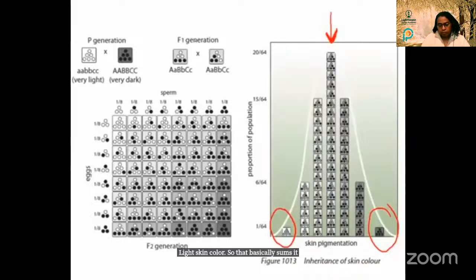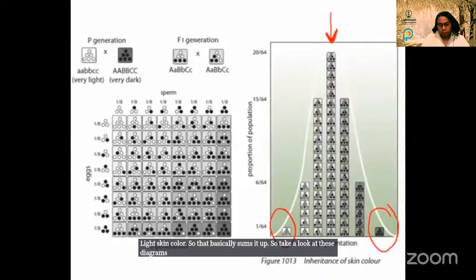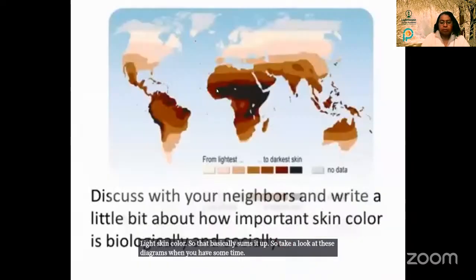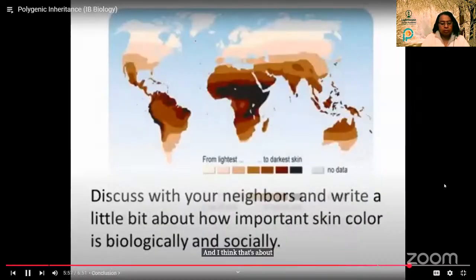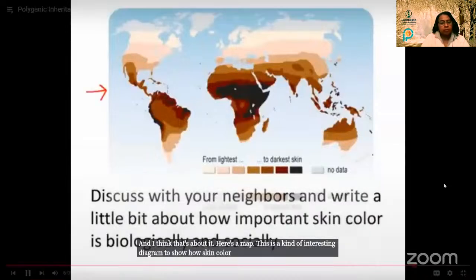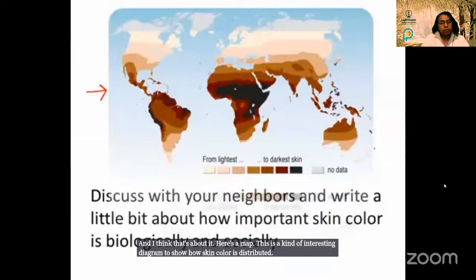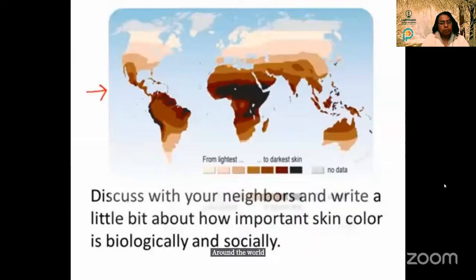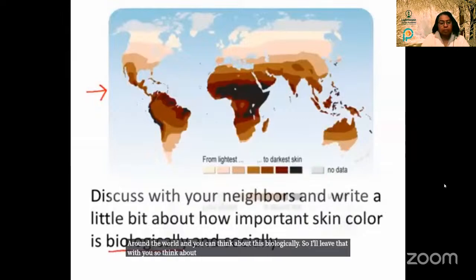So that basically sums it up. So take a look at these diagrams when you have some time. And I think that's about it. Here's a map. This is a kind of interesting diagram to show how skin color is distributed around the world. And you can think about this biologically, so I'll leave that with you. So think about how there seems to be a pretty clear pattern here. Can you try to explain this pattern?